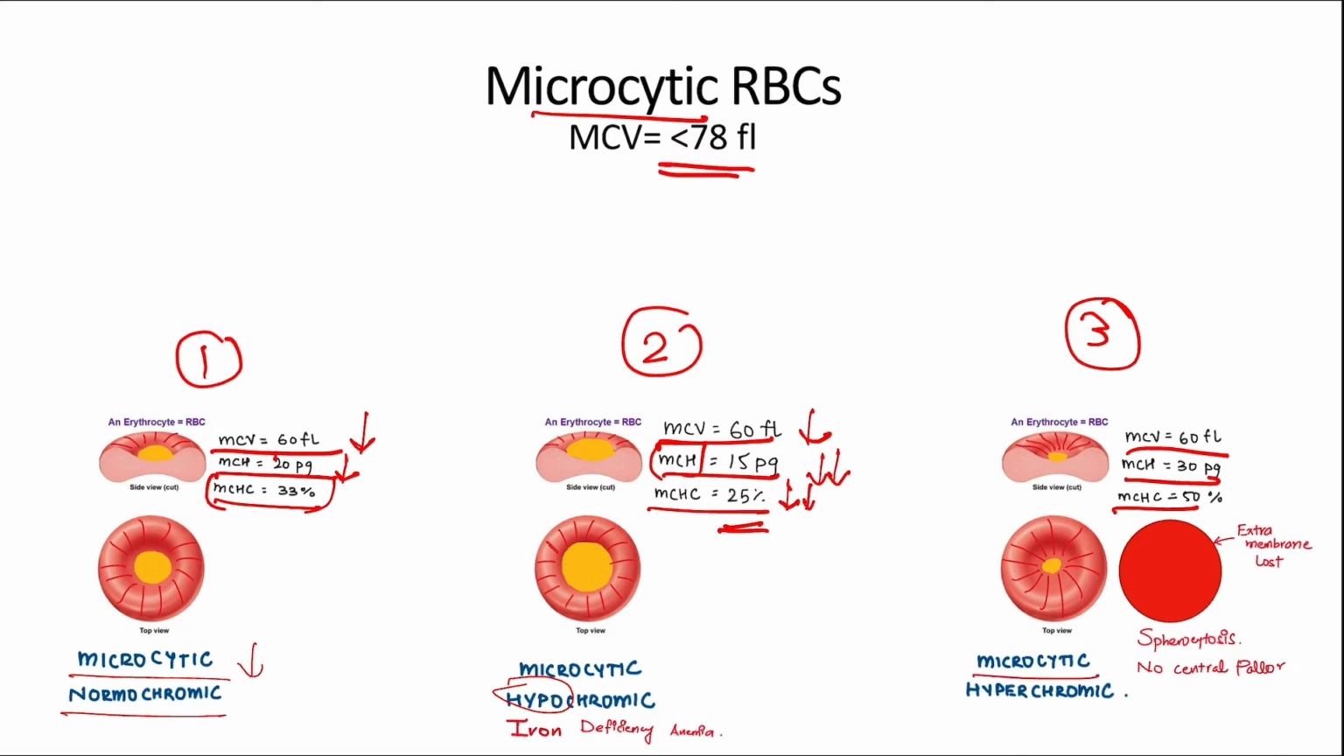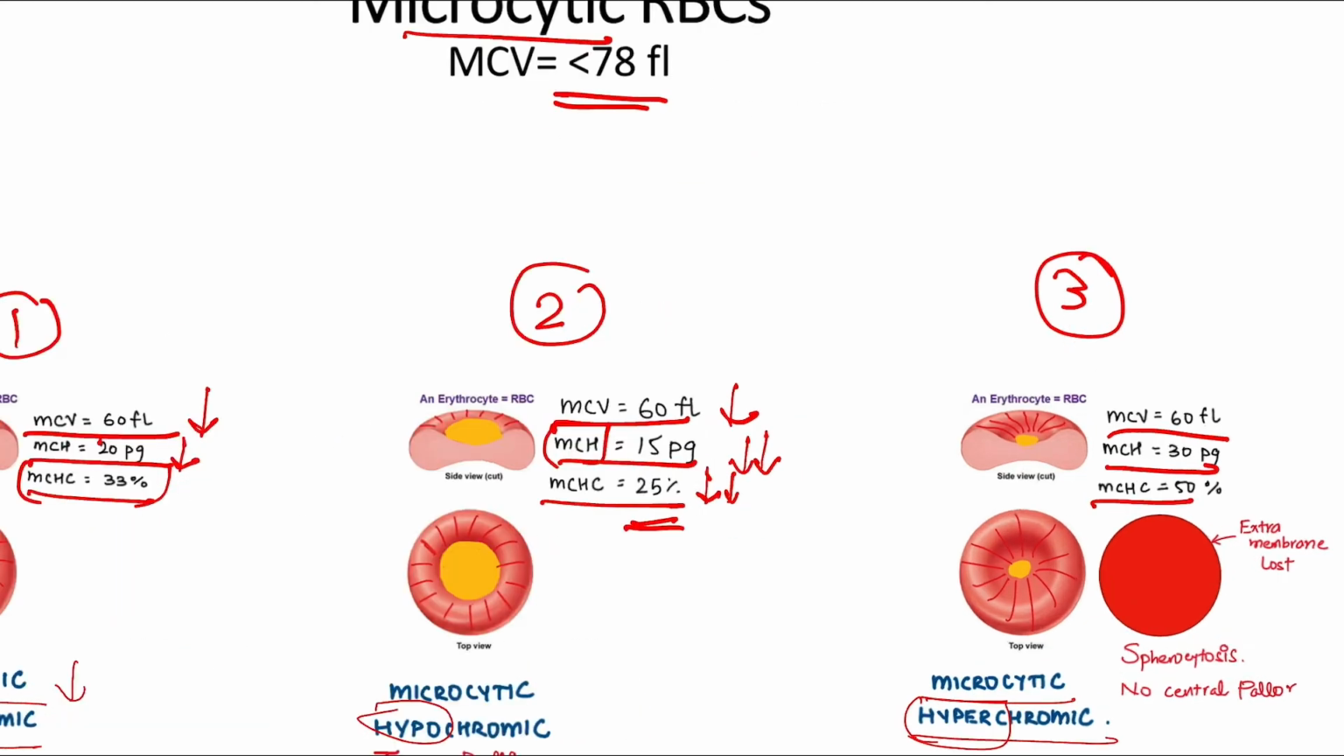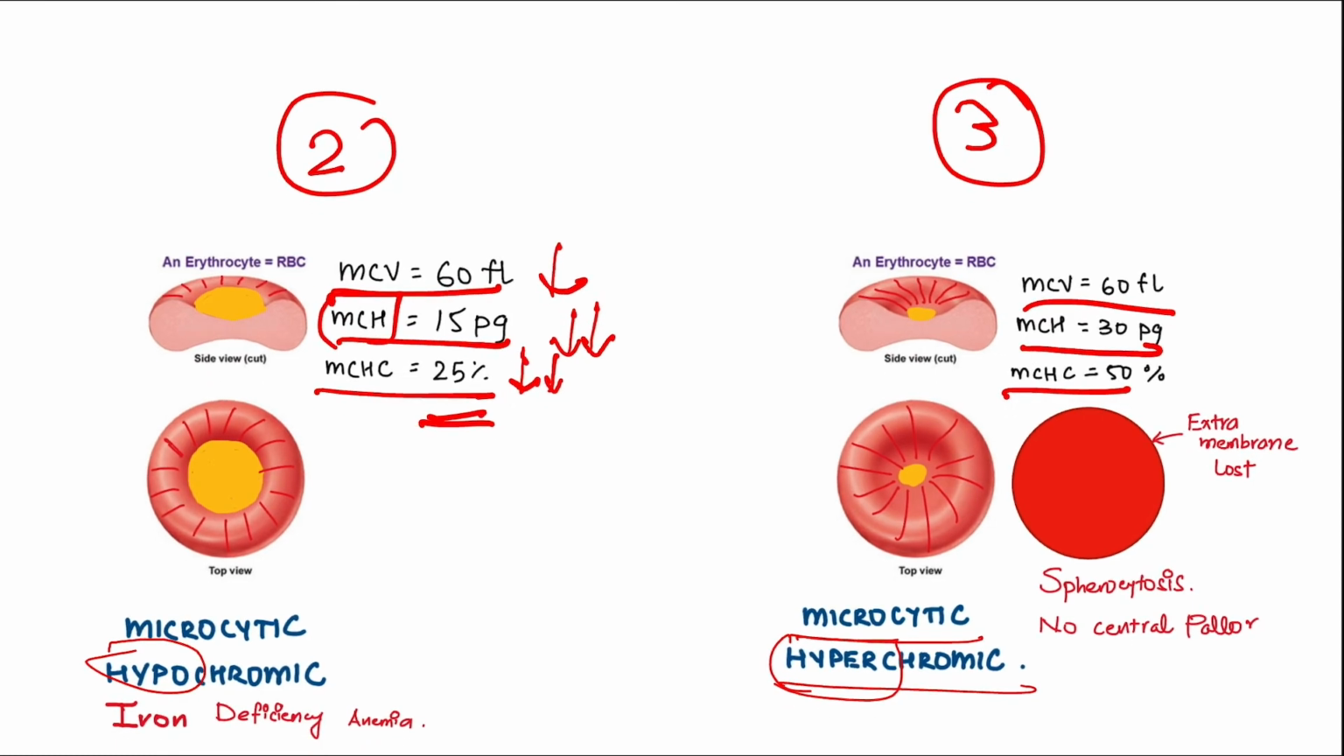So it is called microcytic hyperchromic because the MCHC is 50%. Sometimes, when there is a defect in the RBC membrane, the extra membrane is lost. So the RBC volume decreases, but the hemoglobin content remains the same. So the MCHC will increase because of the decrease in MCV. That cell is called a spherocyte and the condition is called spherocytosis.